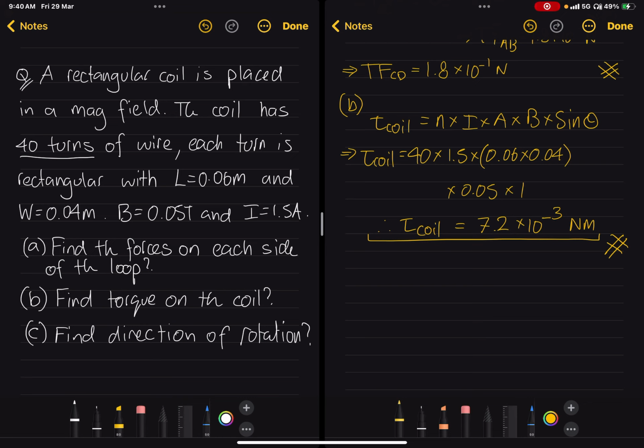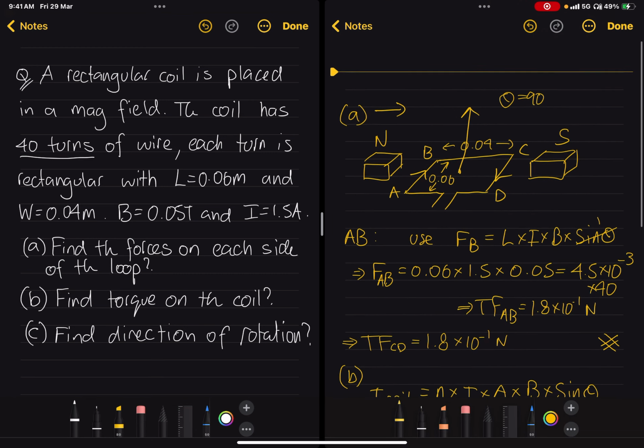And then the third part of this question asks us to find the direction of rotation. Well, we can just do this by picking an arbitrary point and working out what's happening. We will pick a point over here between C and D. The current is heading away from C towards D. The field is heading towards south. So you get your right hand, point your index finger, middle finger, and thumb all at 90-degree angles to one another. Index finger points in the current, middle finger points in the field, our thumb points up. That means the force is going up on this side.